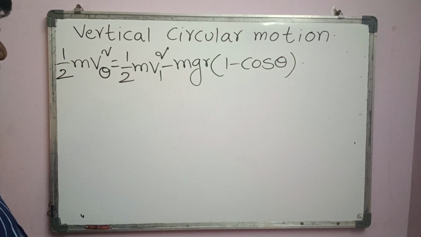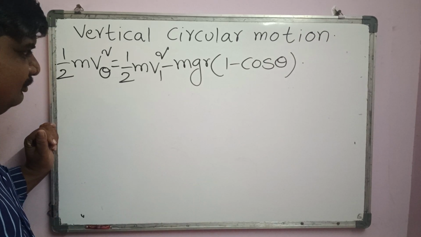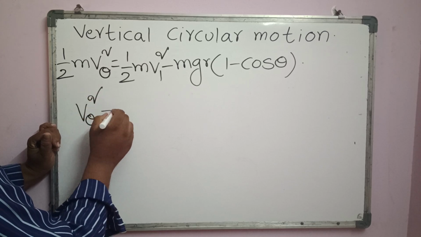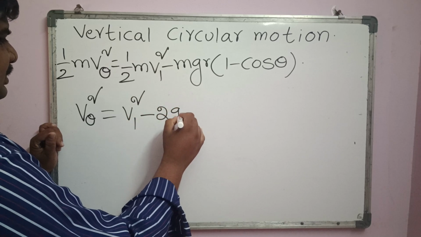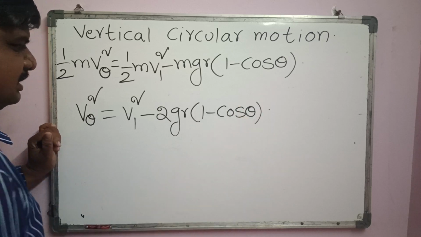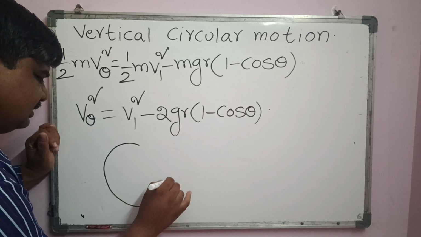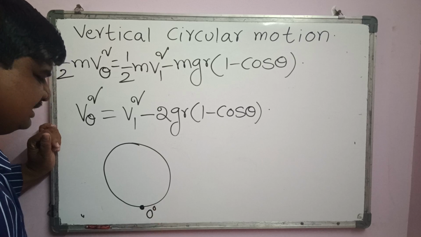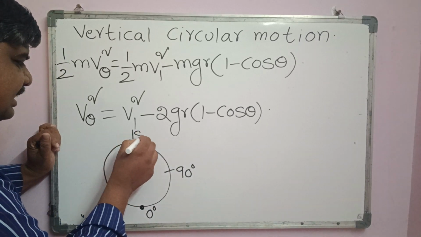In the entire equation, m is taken as common. So by taking m as common, you can cancel it out. So we can write v theta square is equal to v1 square minus 2gr of (1 minus cos theta). Suppose this is the vertical circular path: at the initial point the angle is 0 degrees, here the angle is 90 degrees, and at the highest position the angle let it be 180 degrees.